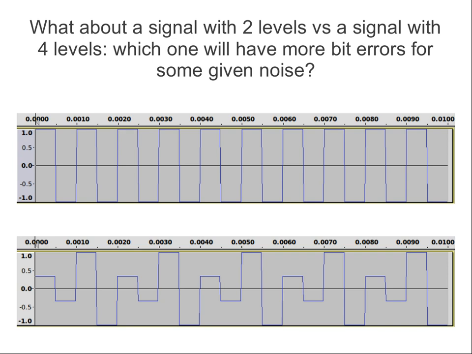And here we have 2 bits per level. 2 bits is represented by each level. The data rate is the signal rate multiplied by the number of bits per level, or bits per element. Level or signal element. 2 times 2,000, 1 times 2,000. With 8 levels, we'll get 3 times 2,000, 6,000.